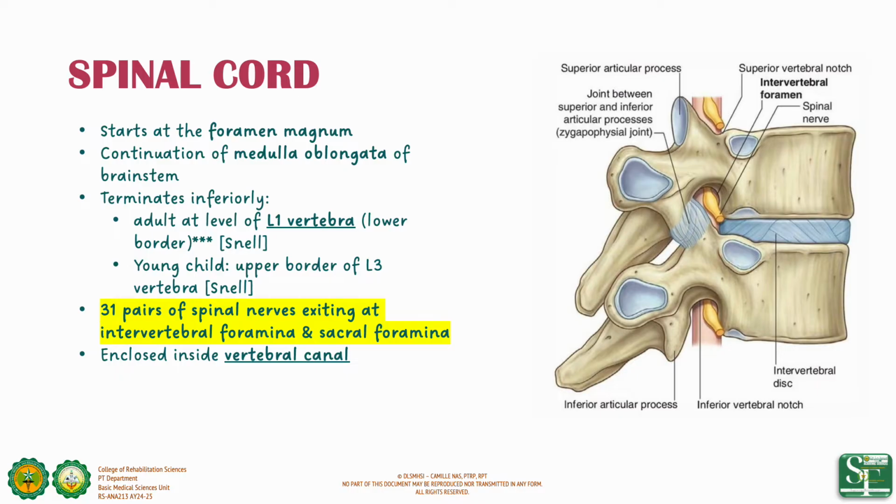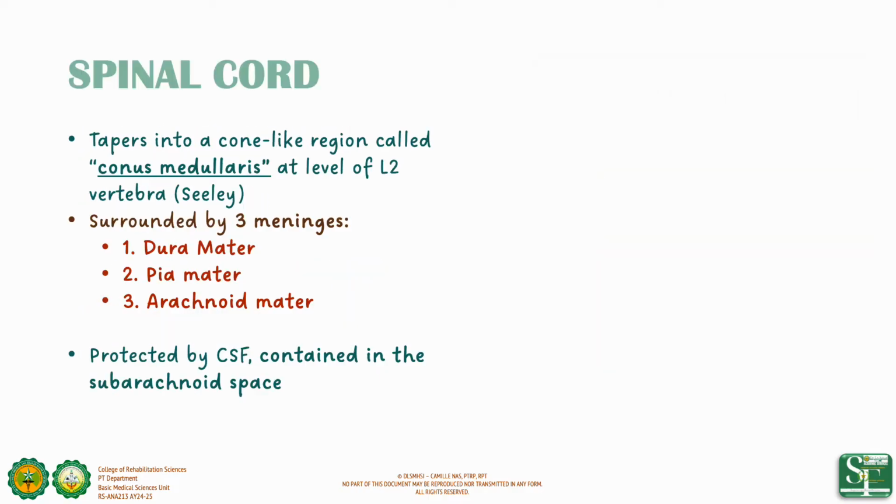spinal nerves. Sabi ko kanina, ang spinal nerves, these are nerves or nerve roots that will arise from the spinal cord. So pag humiwalay na sila sa spinal cord, mag-exit sila sa intervertebral foramina, which they will continue as a peripheral nerve na. We'll discuss that sa next na topic nyo, sa peripheral nervous system.